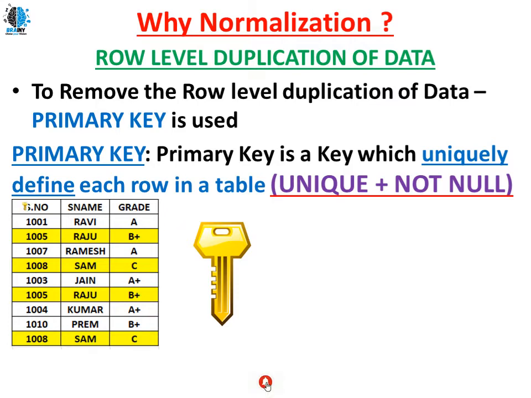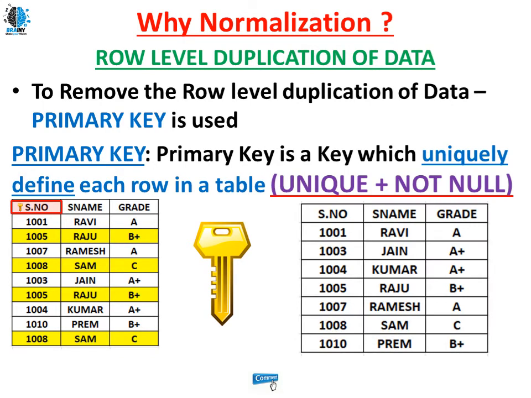So I am going to apply. So I have applied. The moment I have applied this, what will happen to my data? The data will be unique now. The data will be unique data I will be having. So as you can see, 1, 3, 4, 5, 7, 8, 10. So duplicate data has been removed from the table.